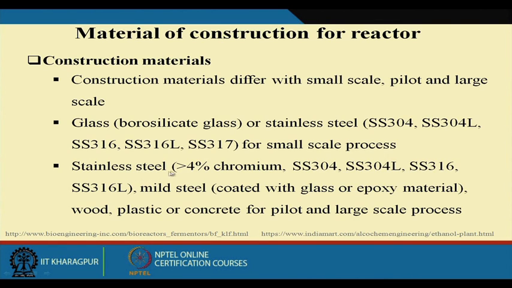Then stainless steel, I told you, has 4% chromium in SS304, SS304L and SS316L, and mild steel coated with glass epoxy. Epoxy I particularly want to mention in the case of mild steel. Suppose we use mild steel, we use an epoxy coating on the surface of the mild steel, so that it makes a barrier between the liquid and the material of construction, and it has the resistant property.